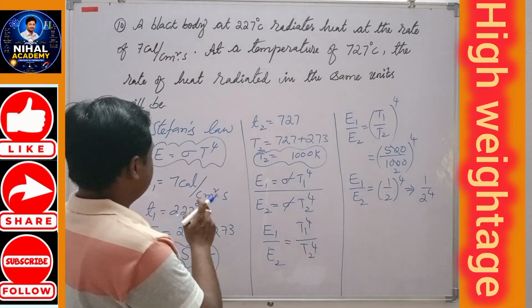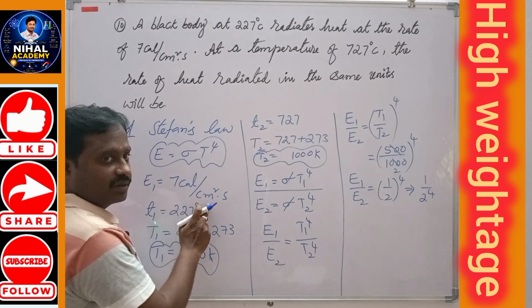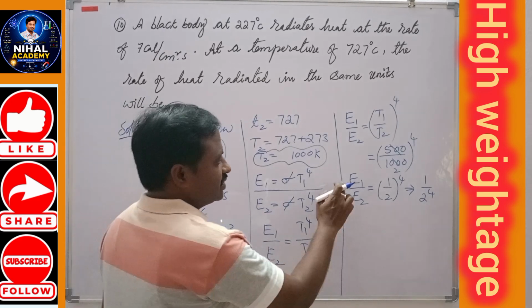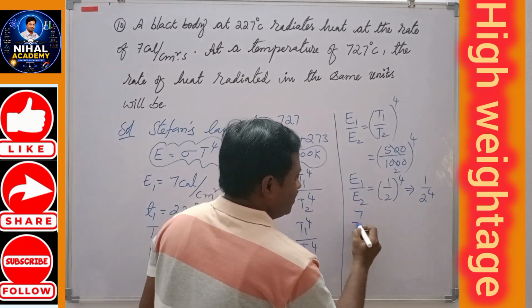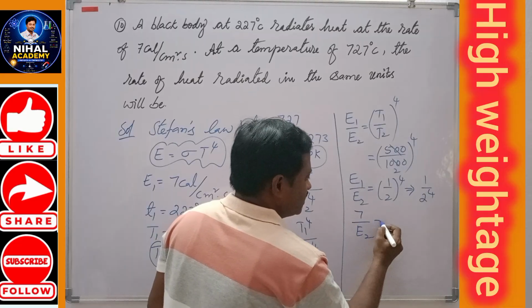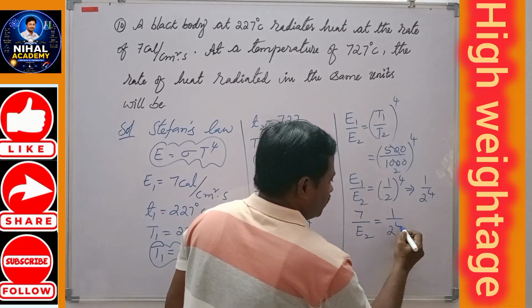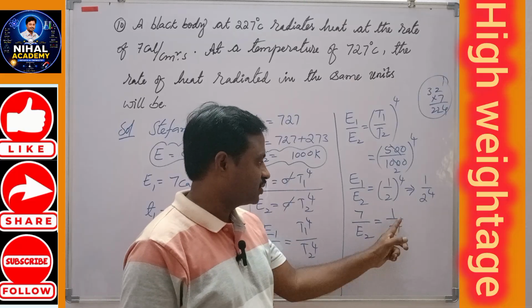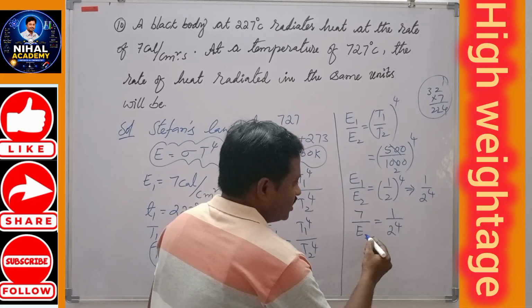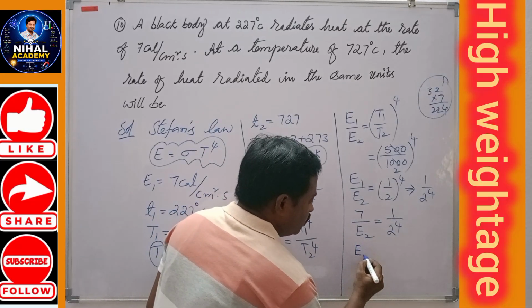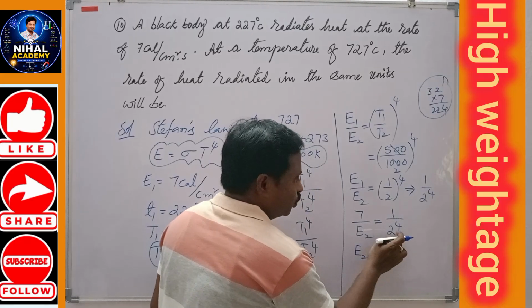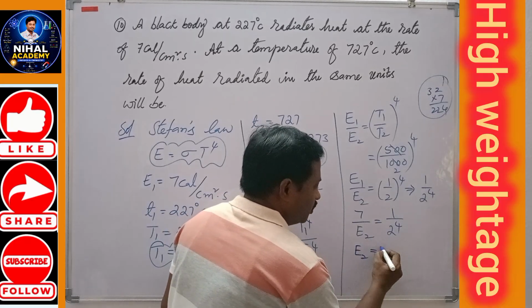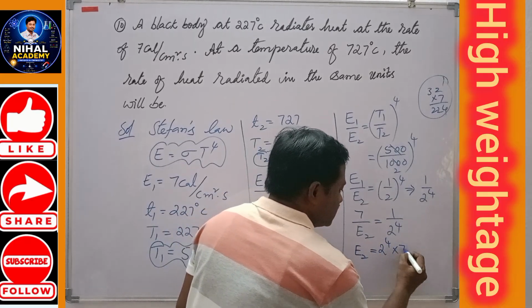Now E1 is given, 7 calorie per centimeter square into second. Now substitute the 7 here. 7 by E2 is equal to 1 by 2 power 4. So by cross multiplication, E2 into 1, so E2 is equal to 2 power 4 into 7.